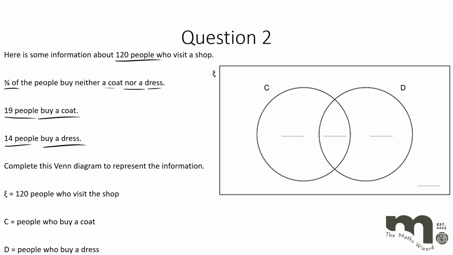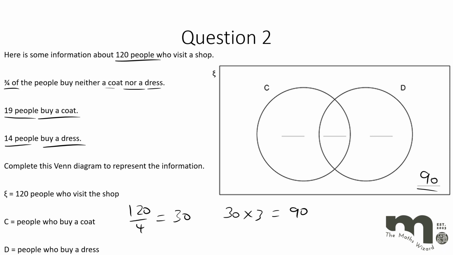Okay, first of all, let's deal with these 3/4 of the people that aren't buying either of them. So that's this little line down here, essentially. So if you do 120 divided by 4, that's 30. So that's the people who are inside the diagram, essentially. So 30, and then we do 30 times 3 to get 3/4. So that's 90. So there's 90 people on the outside of our circles.